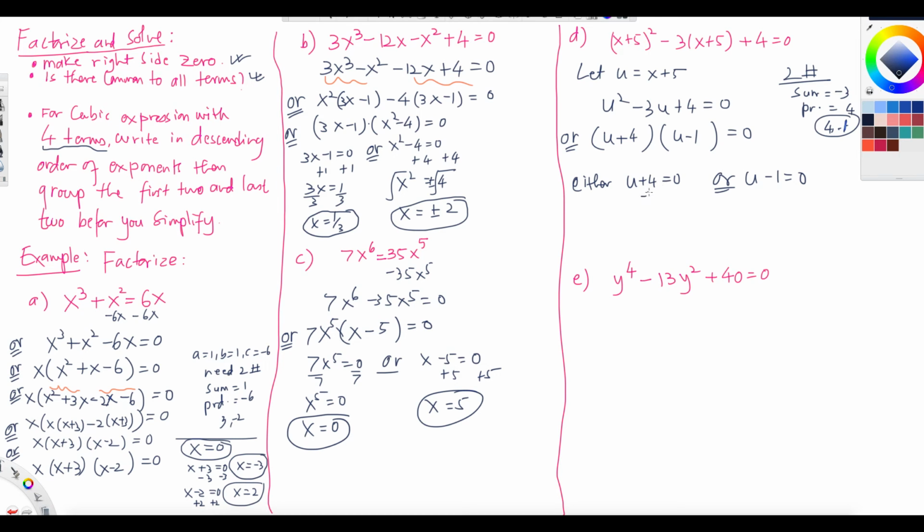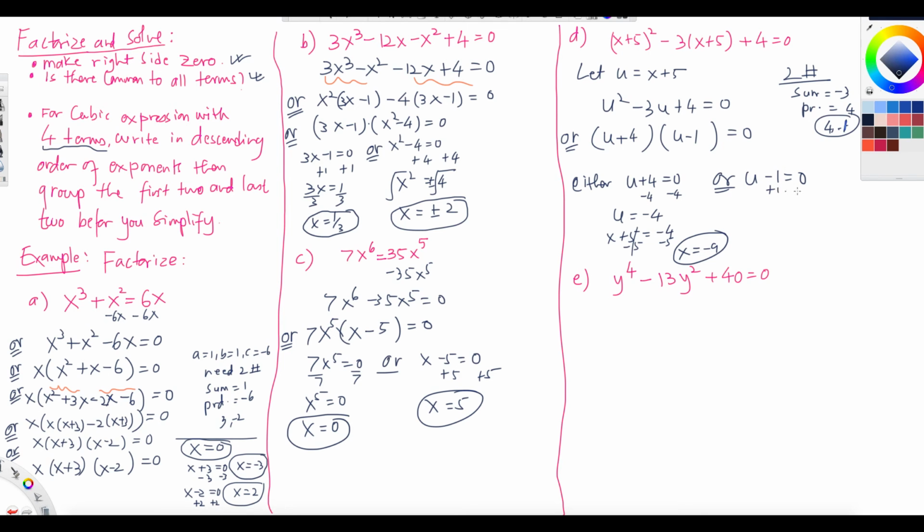Now subtract 4. So what do you get? u equals negative 4. But what is u? u is x plus 5, right? x plus 5 equals negative 4. So you subtract 5. What do you get? x equals negative 9, right? Because that will cancel out. Negative 4 minus 5 is negative 9.